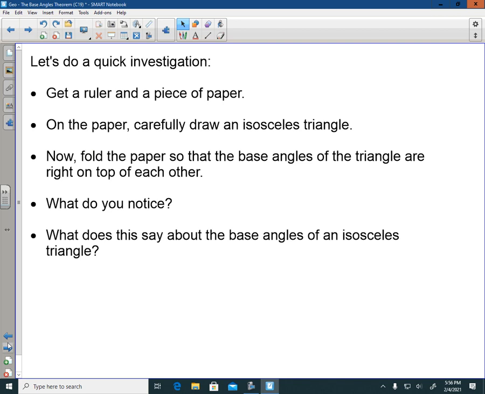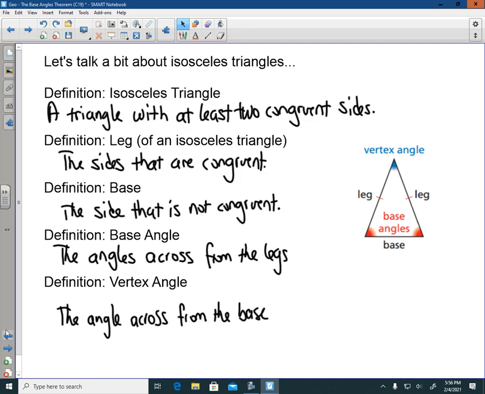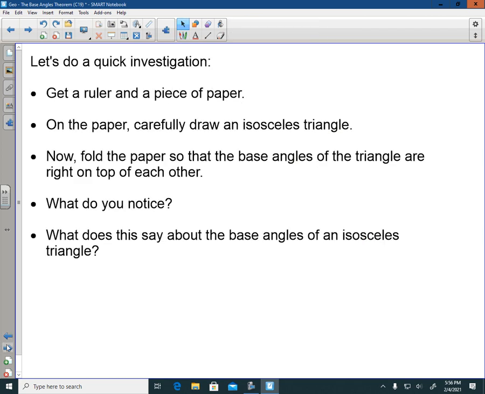Then you're going to take the paper and you're going to fold that triangle so that the base angles of the triangle are right on top of each other. Now remember where the base angles are. They're the ones that are across from those congruent sides. And so for this triangle, you would fold it kind of like down that dotted line and bring the base angles right on top of each other. Now when you do that, you'll probably notice something significant if you can see both base angles through the paper. And then I want you to think about, what does this say about the base angles of an isosceles triangle? So go ahead and do that if you've got the tools to. If not, that's okay. We're going to do it together in just a second anyway.